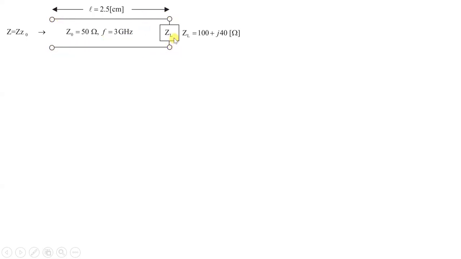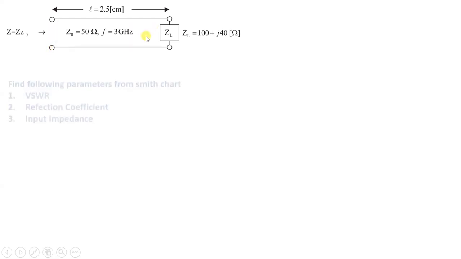With this transmission line, the load impedance is ZL, that is 100 plus J40 ohm. The characteristic impedance of this transmission line is 50 ohm, and it is operated at a frequency of 3 gigahertz. The length of this transmission line is 2.5 centimeter, and here we have to find the input impedance between these two terminals.